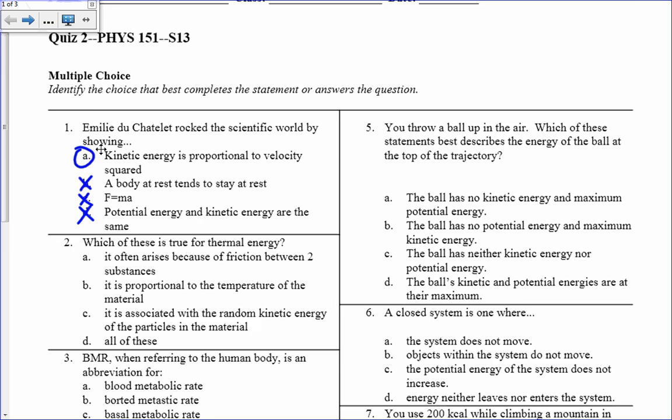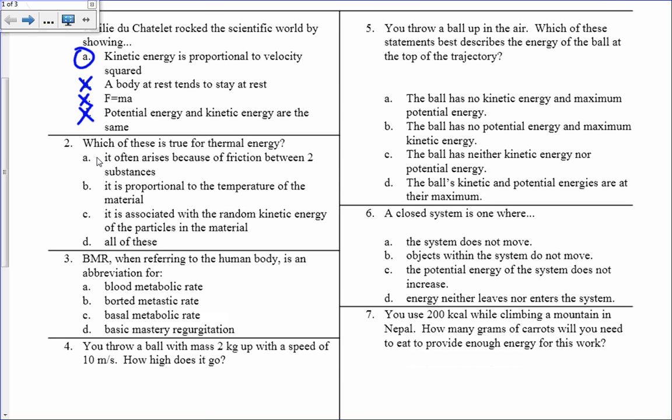Which of these is true for thermal energy? It often rises because of friction between two substances. That's true, like rubbing your hands together heats them up. It's proportional to the temperature of the material. That's true. The temperature is a measure of the thermal energy. And it is associated with random kinetic energy of the particles in the material. That's also true. So when you heat up a material, the atoms within the material move faster. So the answer is D for number 2.